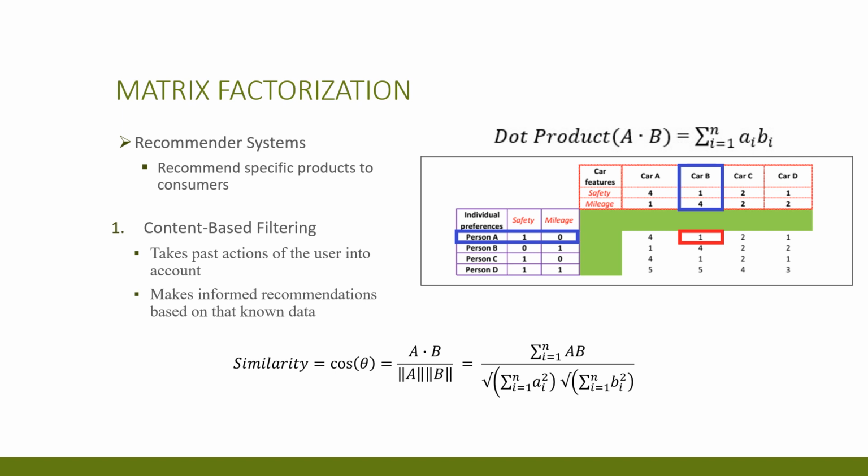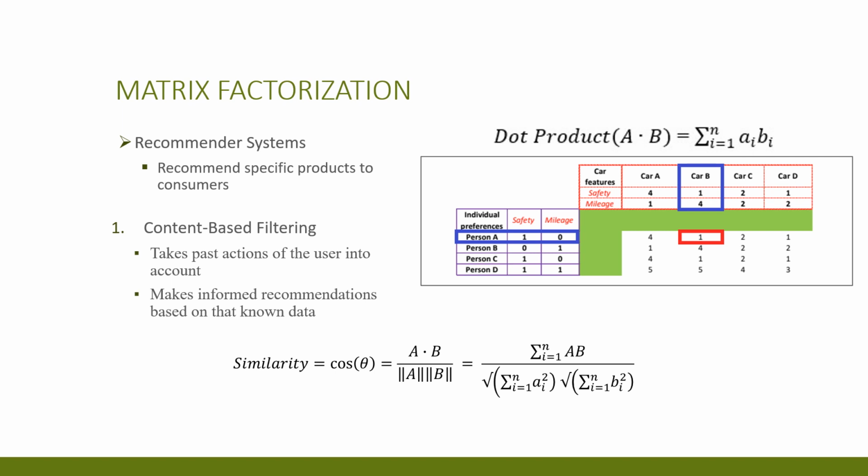So looking at the right, we have three tables. A table of people A through D and their preferences regarding car safety and mileage, as well as a table of cars A through D and the safety and mileage ratings for each of them. The first step of content-based filtering is to take the dot product of every row in the person table with each column of the item table, which in this case is the car table. This results in the matrix.